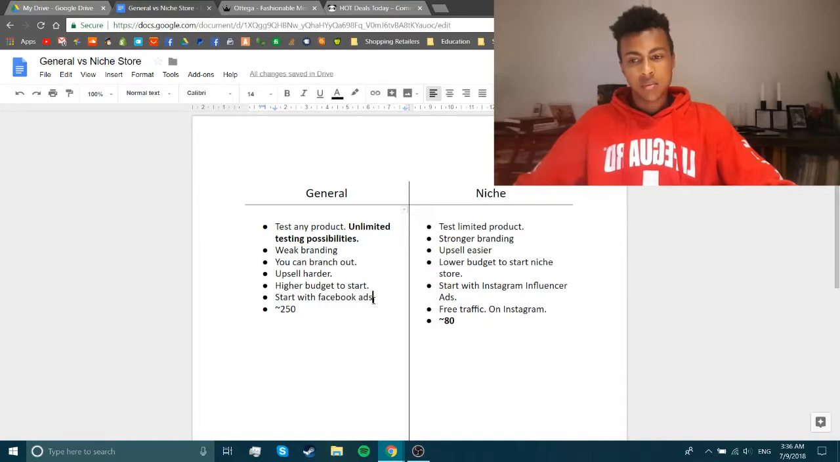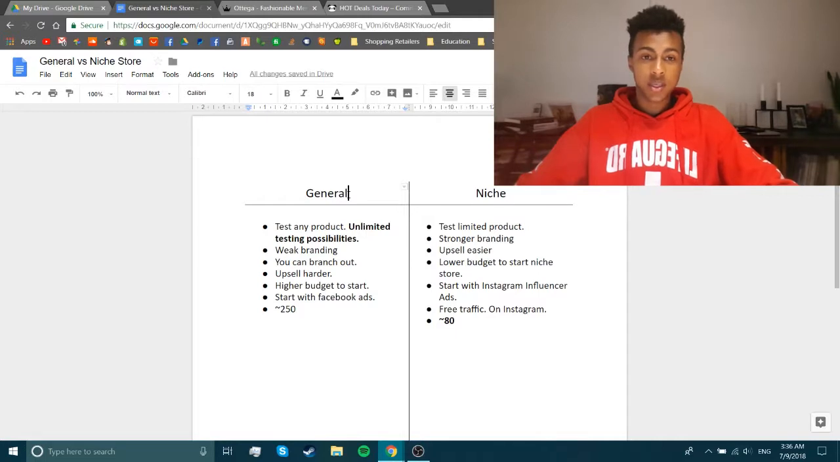But guys, the most important thing is actually not whether you chose a general store or a niche store. The most important thing is marketing. Dropshipping is all about marketing, because all products get sales, right? So if you can market it correctly, you'll get sales as well. So that's the most important thing.